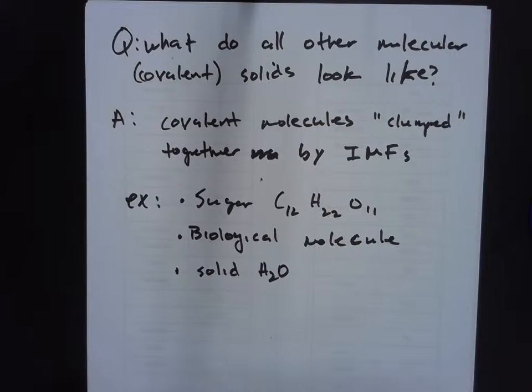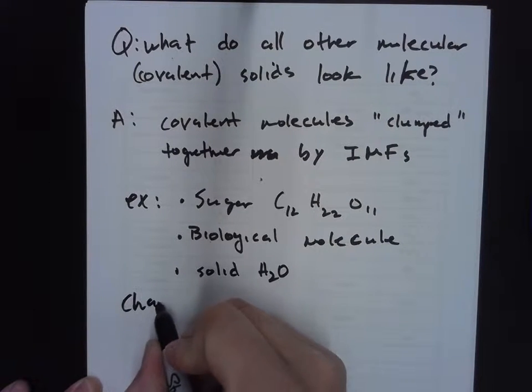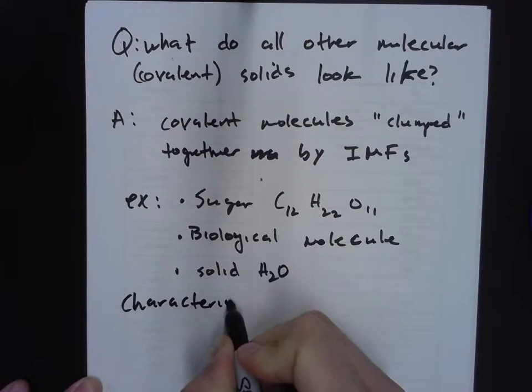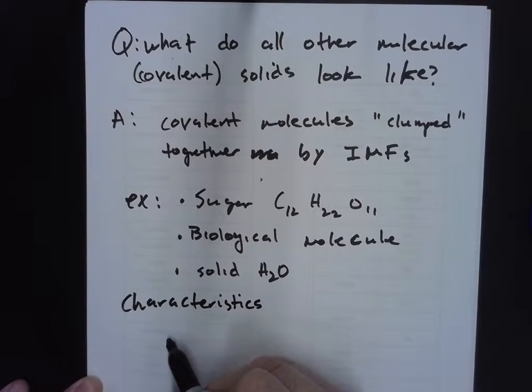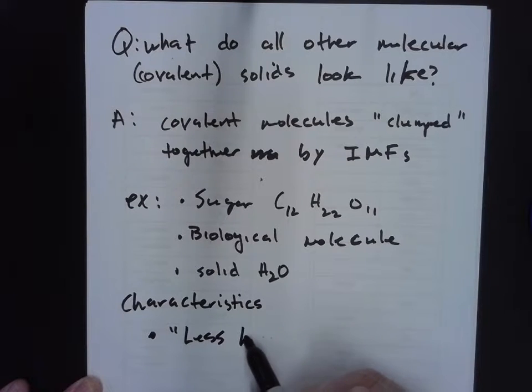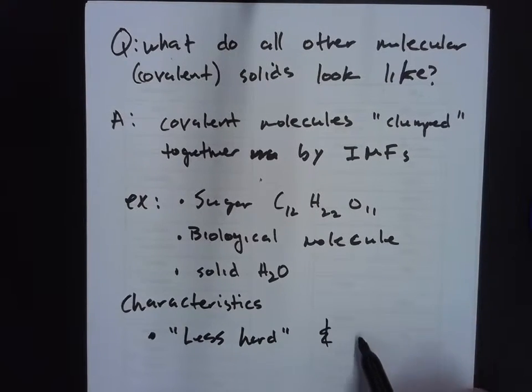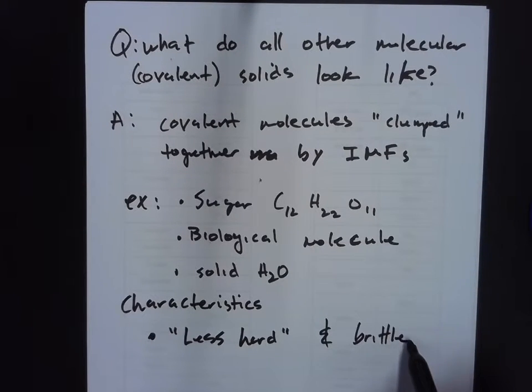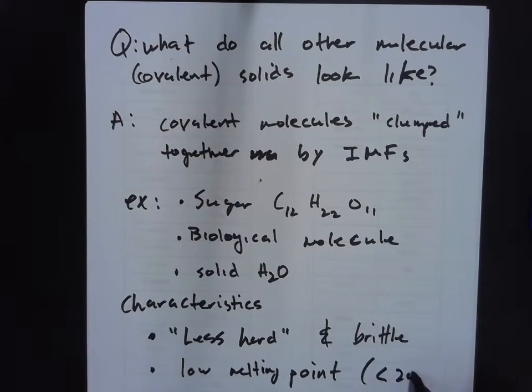So the characteristics are, we can say, less hard. That's not a very scientific term, but less hard and brittle. Low melting point. If you've ever heated up sugar, you know it melts and caramelizes very quickly. That's going to be less than 200 degrees Celsius.